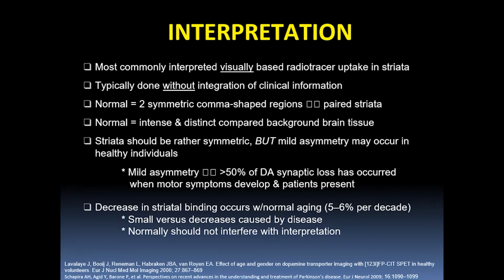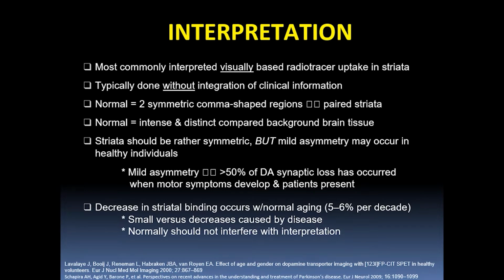What you're looking to see is two symmetric shaped comma regions, and that is the uptake in the paired striata. It must be emphasized that in addition to having this comma shape, you need to see uptake that is intense and distinct compared to the background activity. And this feature will come into play with difficult cases, as you look for a decrease in intensity compared to background to help differentiate normal from abnormal.